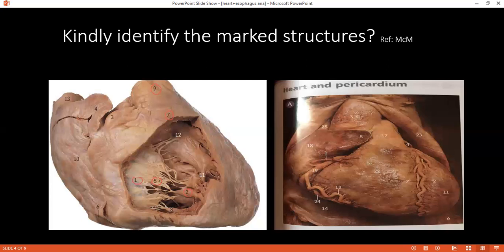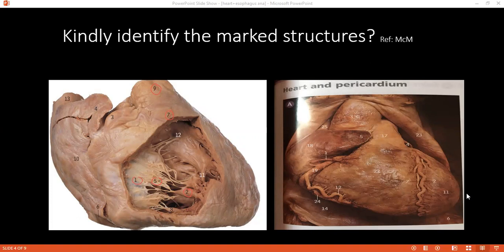Three. From where did they arise? They arise from anterior and posterior cusp. Okay. Can you please tell me where would you auscultate for pulmonary valve? At the second left intercostal space, far external line. What is the level of the pulmonary trunk division? T5. Can you tell me, please, the blood supply of the heart? Right and left coronary artery from the coronary sinus.